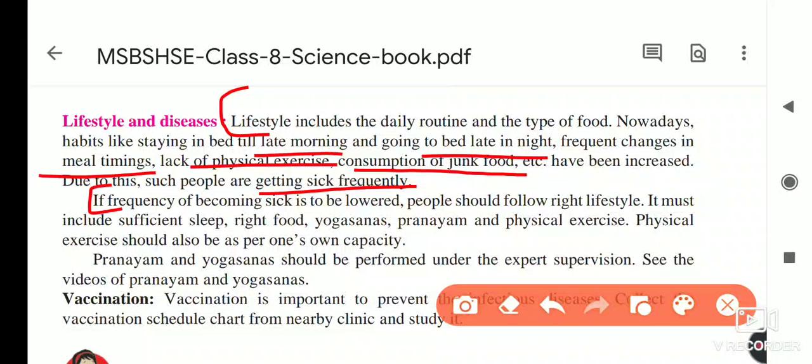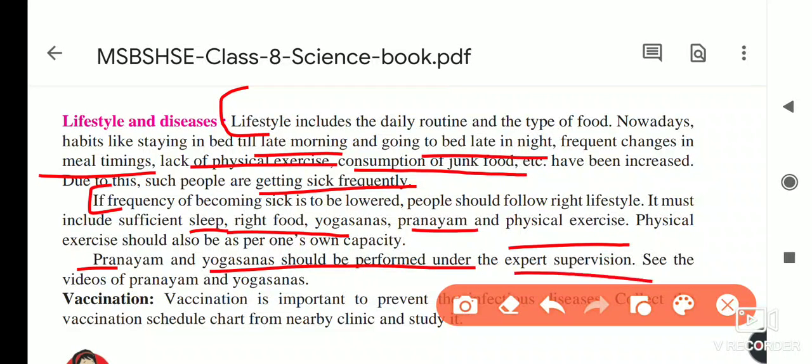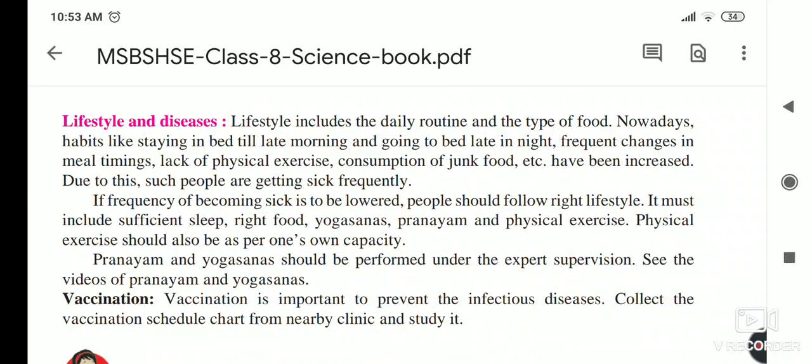It must include sufficient sleep, right food, yogasana, pranayam and physical exercise. The physical exercise should be as per one's own capacity. Pranayam and yogasana should be performed under expert supervision, and see the videos of pranayam and yogasana. So these points will come in the lifestyle and diseases.